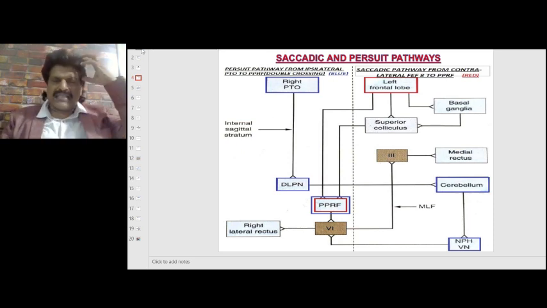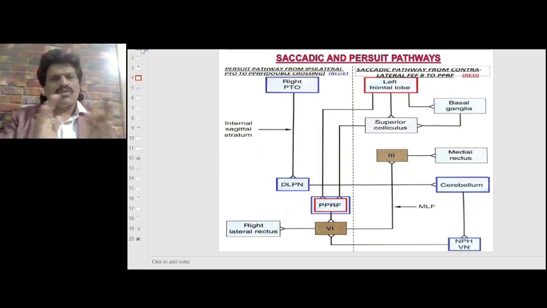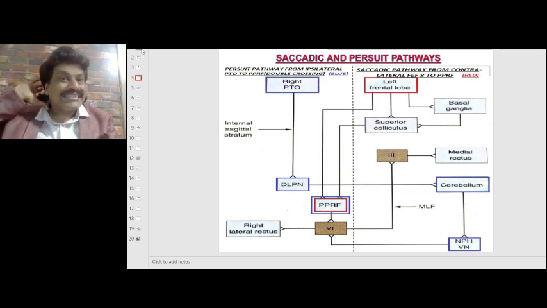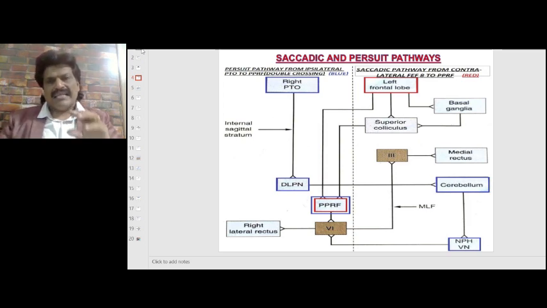One, the saccadic pathway, that is the fast eye movement, is to the opposite side because the saccadic movements are controlled by the frontal eye fields, area number 8, on the opposite side. It crosses over and goes to the PPRF. Whereas the pursuit or slow following eye movements are controlled by the pathways originating from the same side of the lobe because of double crossing. And then the pathways coming from the PPRF to the 6th nerve nuclear complex are responsible for horizontal gaze.